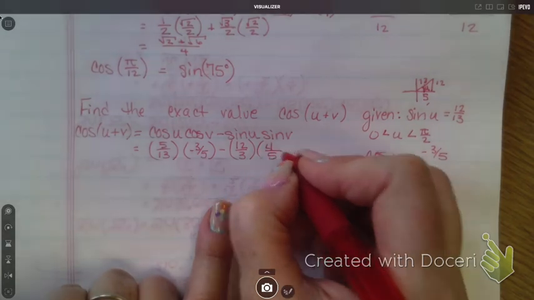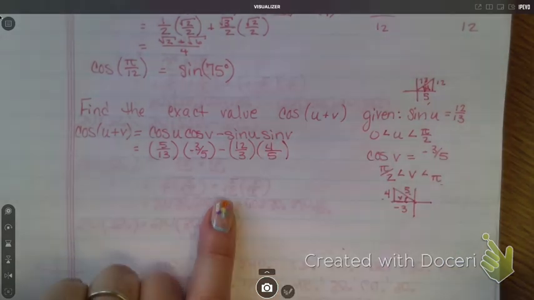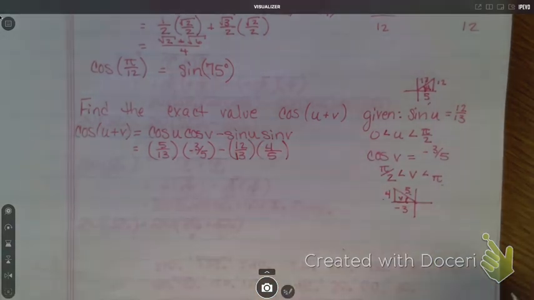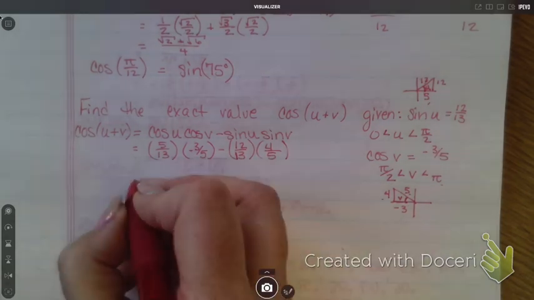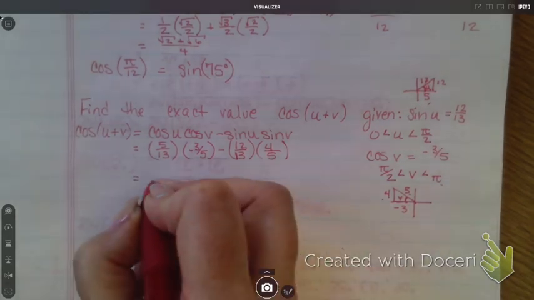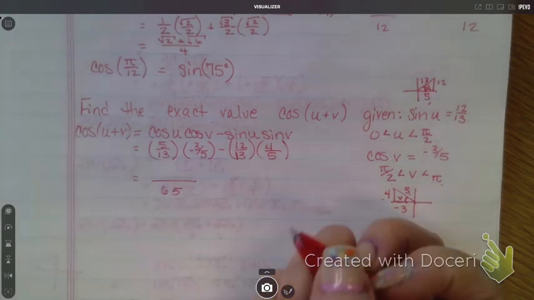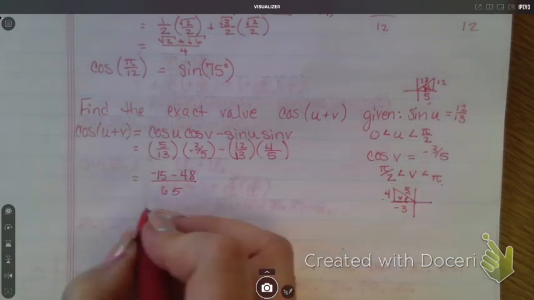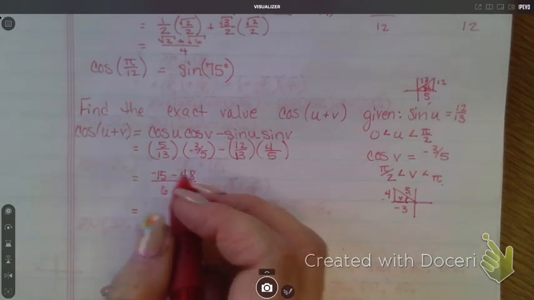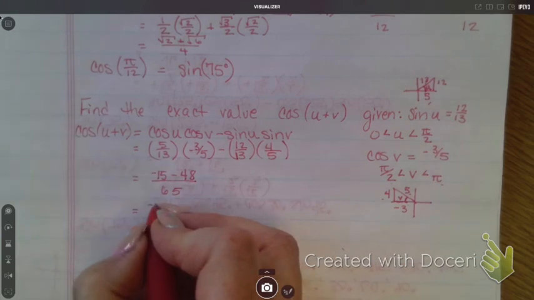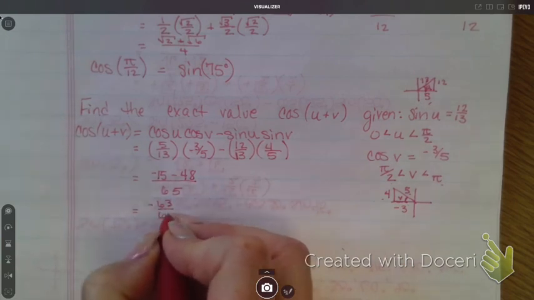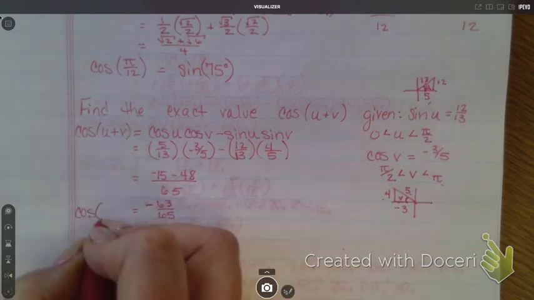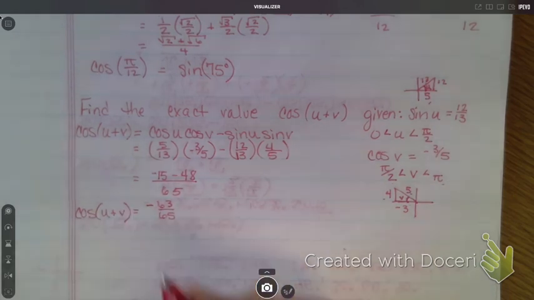So am I doing it any different? No. There's no range of degrees. Oh, I forgot my 1 here. Okay, you will have to find common denominators, but a lot of times they work out. So my common denominator is 65. So I have negative 15 minus 48, so negative 63 over 65. Do I know what U plus V equals? Nope. Do I care? No.